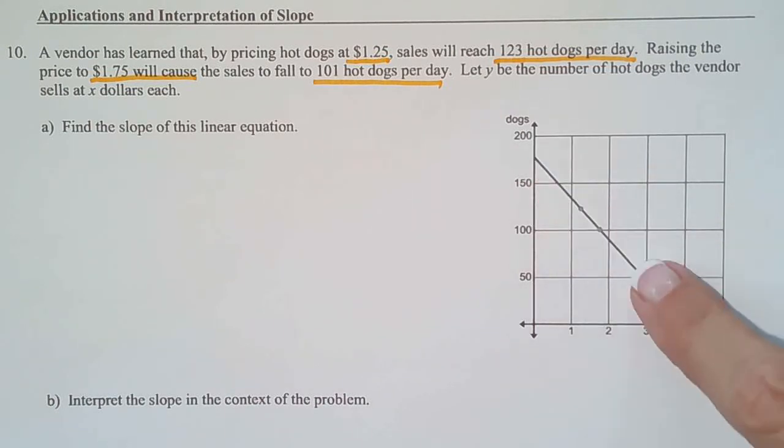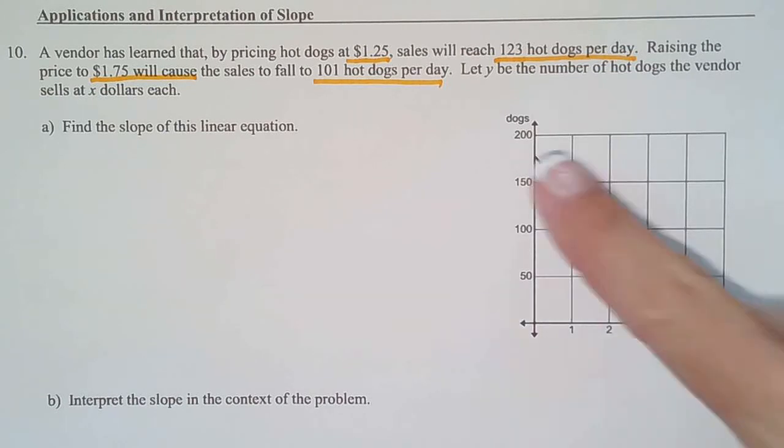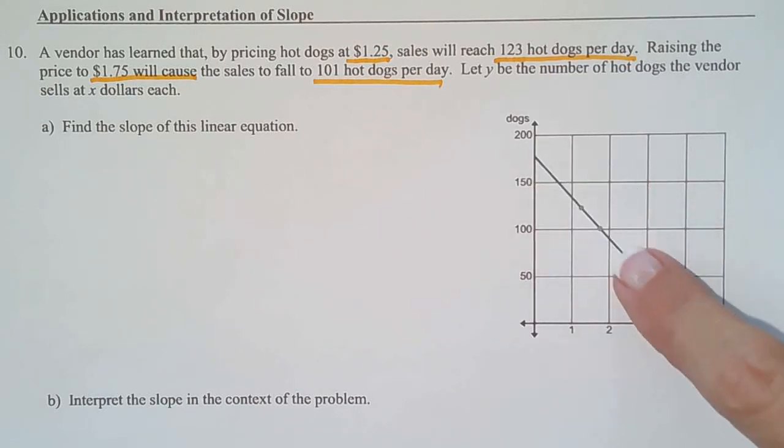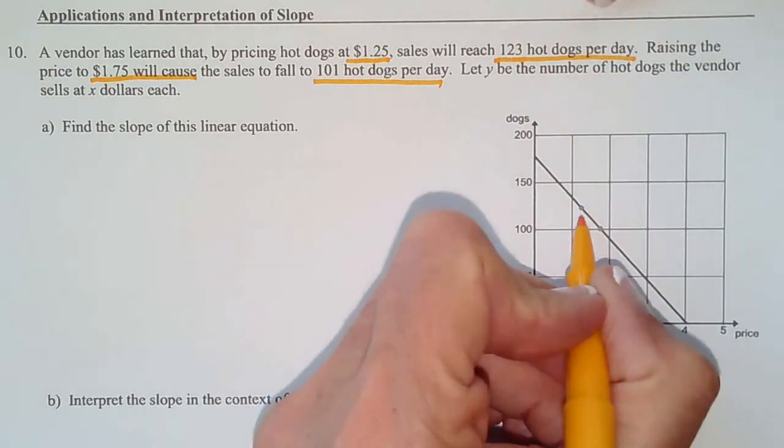You can guess that the slope would be negative, because as the price goes up, the number of hot dog sales goes down. So if one of them gives us a negative, we know that a positive divided by a negative is always going to give us a negative. When the line falls from left to right, that means it's a negative slope, and that's what this picture has.